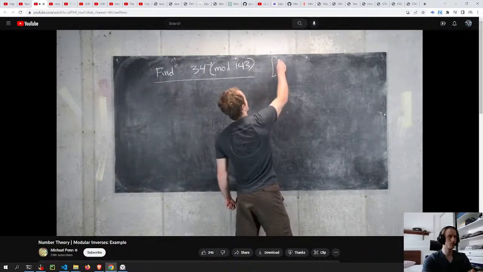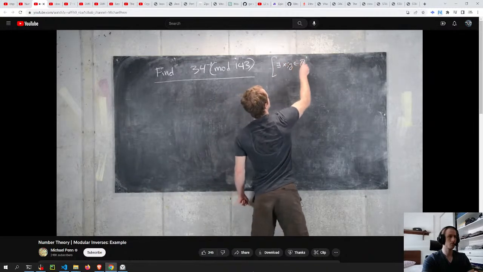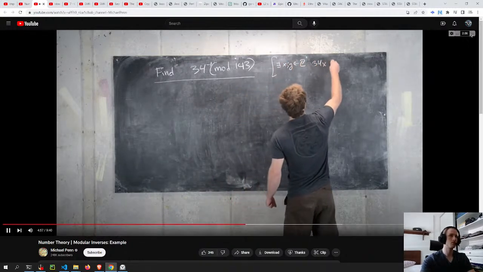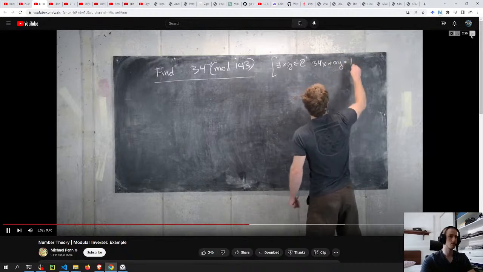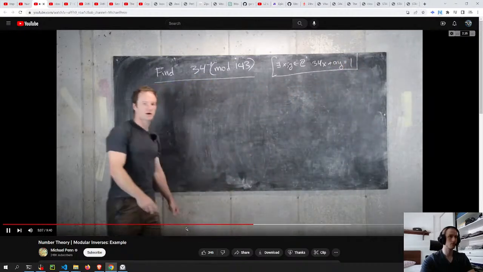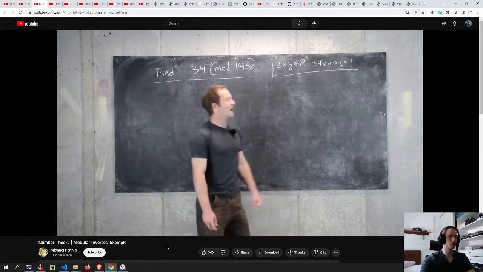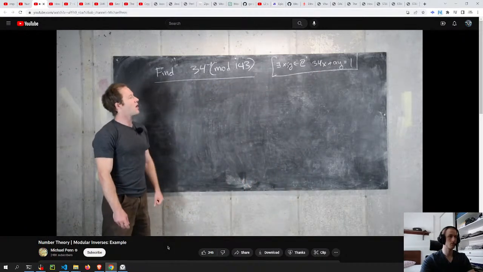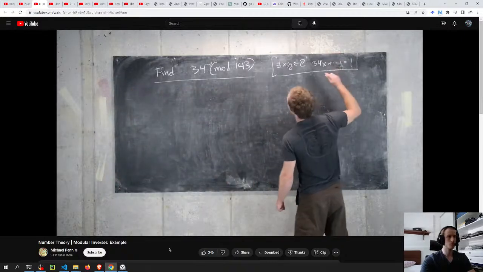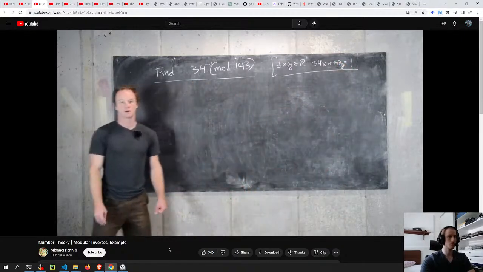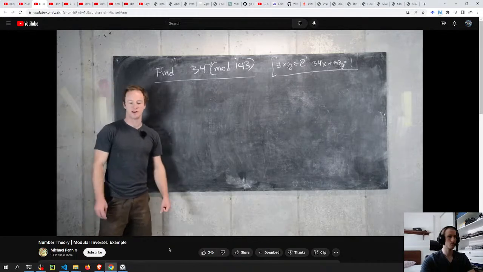So we're going to use the fact that there exist integers x and y such that 34x plus 143y equals 1. And so we had it checked here that 34 and 143 are relatively prime, and we'll see that along the calculation. And so we'll use this fact, and then we'll notice that this x value that we find will be 34 inverse, because 34 times that x value, plus 143 times y, will be congruent to 1 mod 143. Great, so since we're going for that equation, we need to use the extended Euclidean algorithm.